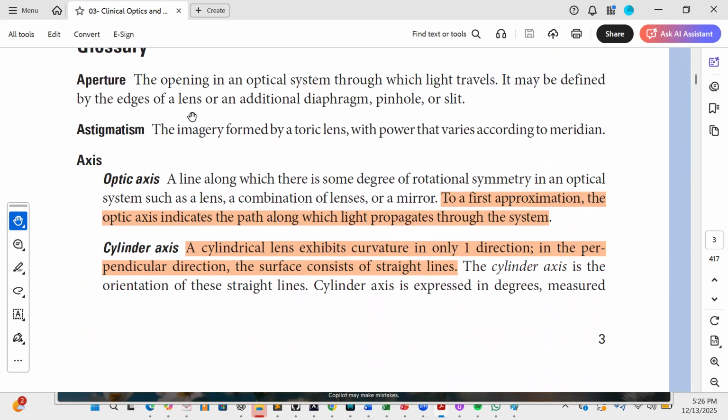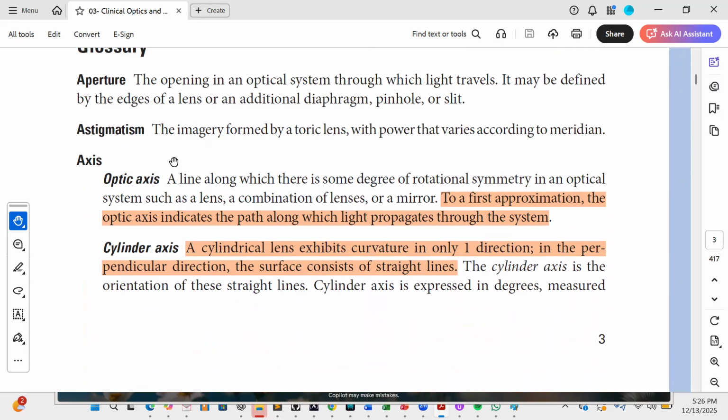These glossary terms are just normal routine stuff that someone knows in ophthalmology, like astigmatism and cylindrical lenses, which you can watch in the Optics Made Easy videos. Again, I don't want to go too deep, I just want to give you the overall overview of how it is.